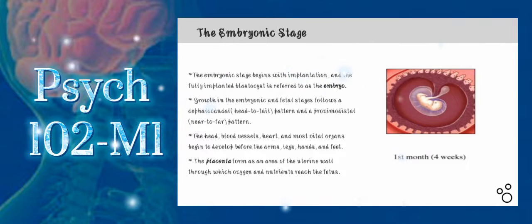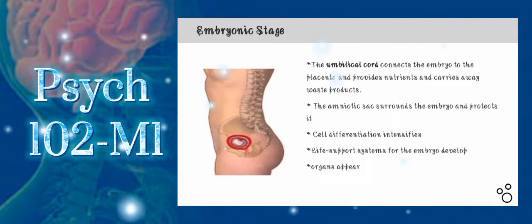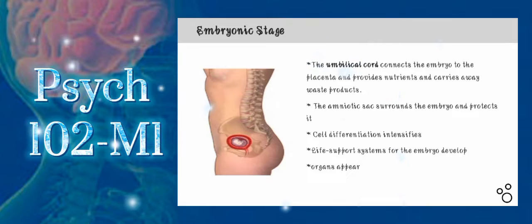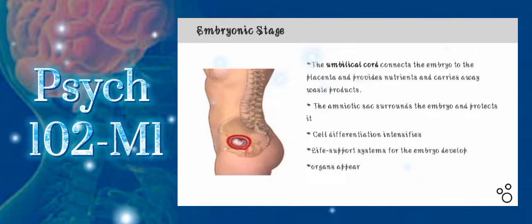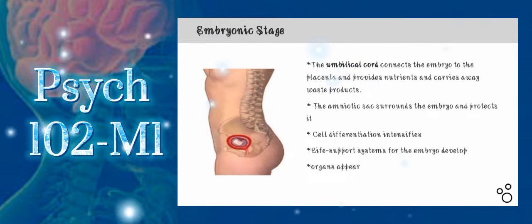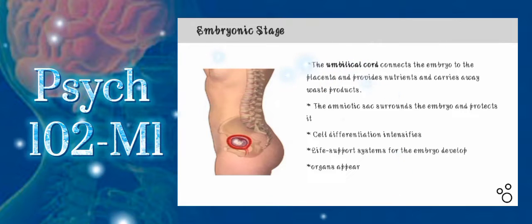The placenta forms as an area of the uterine wall, through which oxygen and nutrients reach the fetus. The umbilical cord connects the embryo to the placenta and provides nutrients and carries away waste products. The amniotic sac surrounds the embryo and protects it. Cell differentiation intensifies also. This is the life support system where the embryo develops and organs appear.